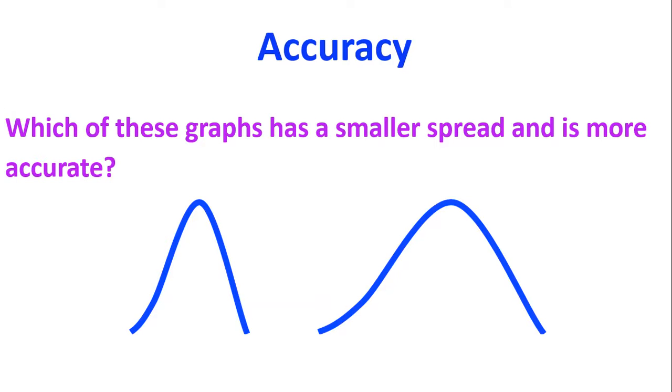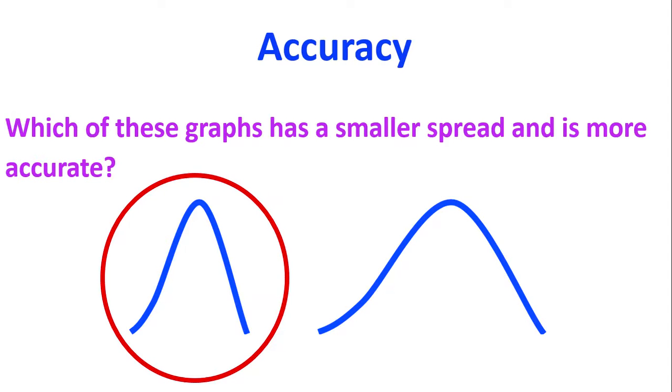Now let's take a look at this idea of accuracy. So when I've got these two graphs here, which of them has a smaller spread and which one is more accurate? The graph on the left here is more accurate. There's a lot more data in the center. So there's a lot more data values packed closely together, so there is less spread, less variation. So that means that graph is more accurate.